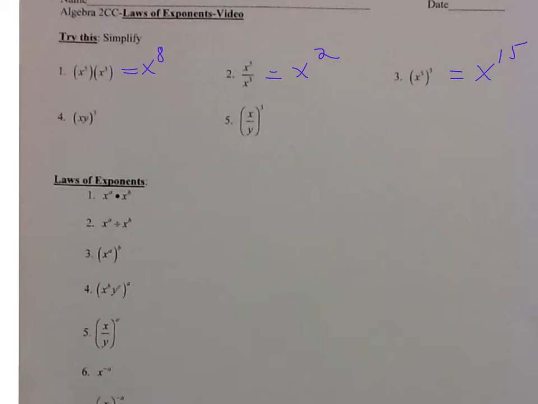xy to the third power is x to the third, y to the third. x divided by y to the third power is x to the third divided by y to the third. Okay, so let's write down our rules.